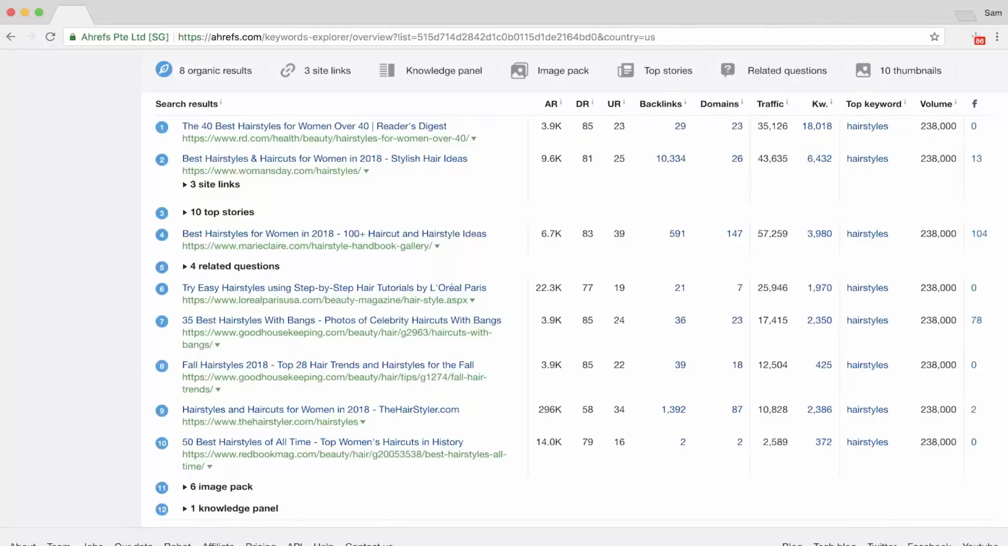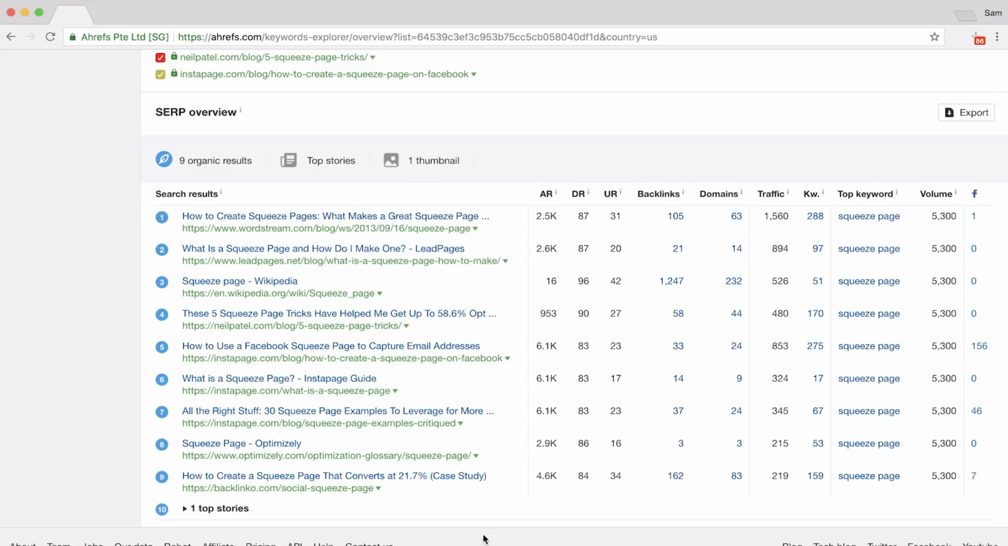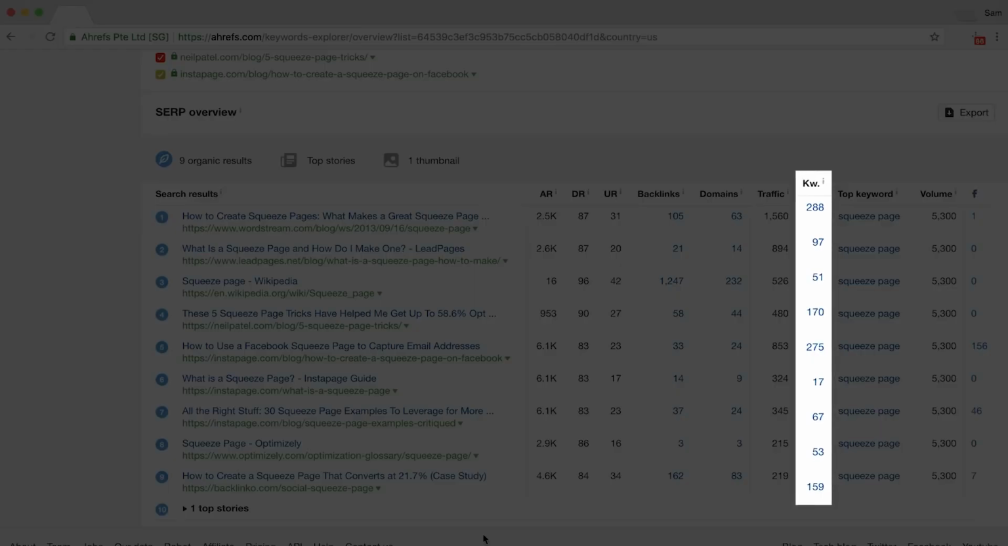So myth busted. Now every single topic has a search demand curve and they fall into 2 distinct buckets. So topics that fall into bucket number 1 are usually broad and have a very long tail with a ton of relevant phrases. Looking at the top 10 ranking pages in Keywords Explorer for the query hairstyles, you'll see that most of these pages rank for thousands or tens of thousands of different relevant keywords. And bucket number 2 are usually topics that are much more focused and will have much fewer long tail keywords. So for example, if you look at the SERP for squeeze page, you'll see that the number of keyword rankings is significantly less because the topic is so focused.